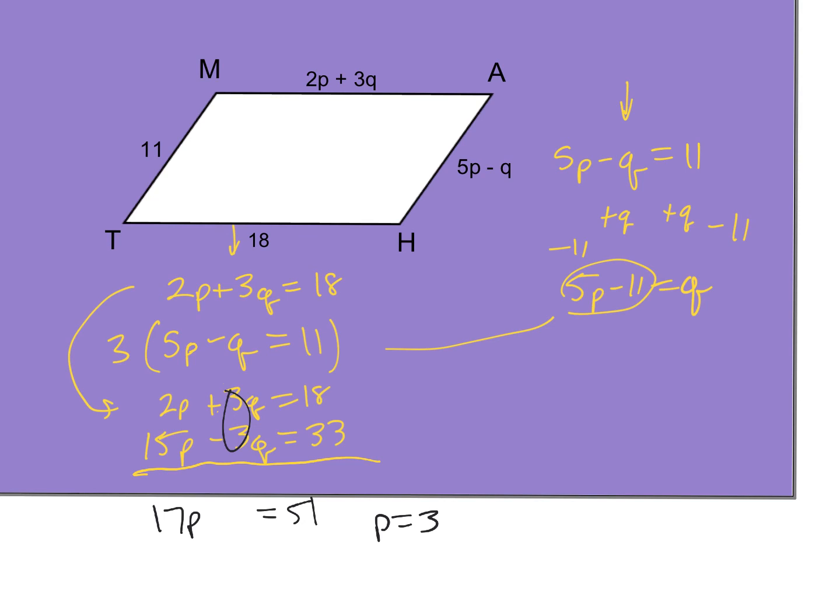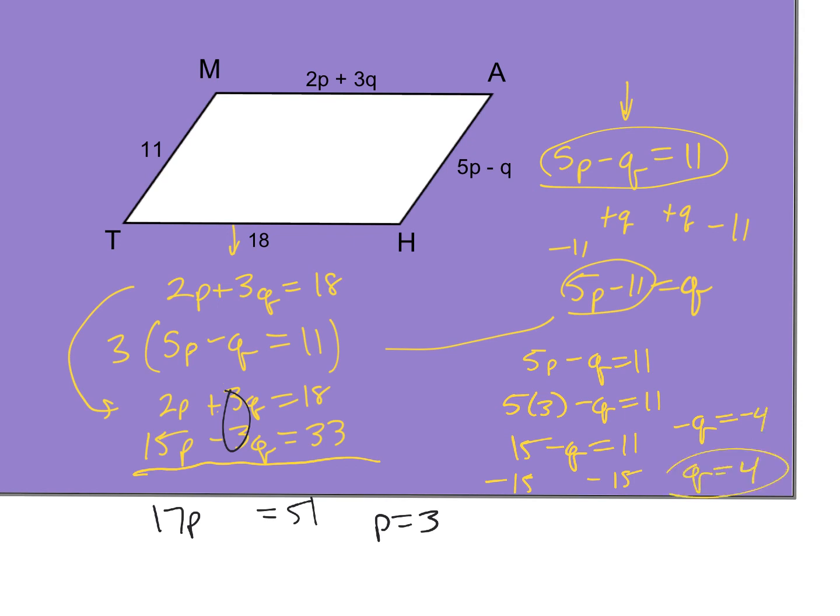So now I'll go back to, again, it doesn't matter which one, I'll go back to here. 5 times P minus Q equals 11. So 5 times 3 minus Q equals 11. So 15. So negative Q equals negative 4. I get Q to be 4. Be careful with the sign. That negative stays with it.